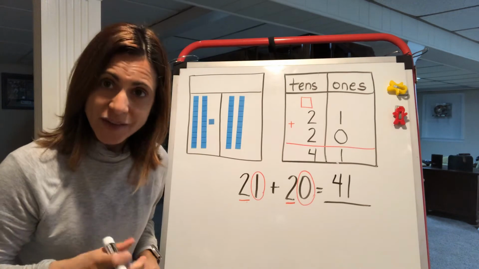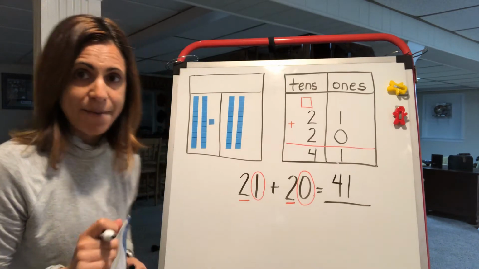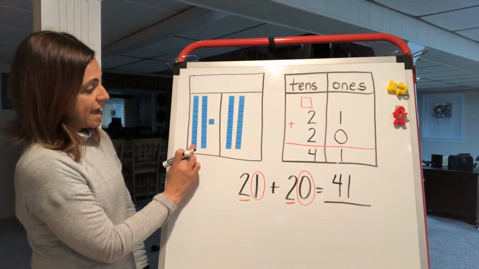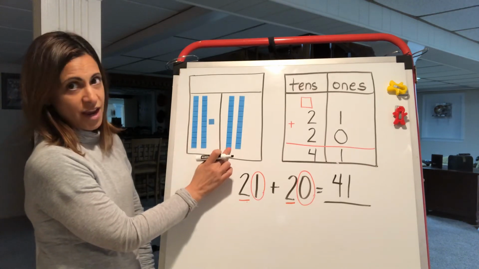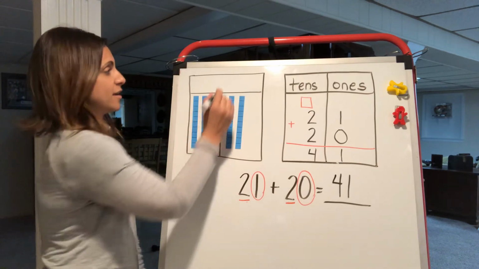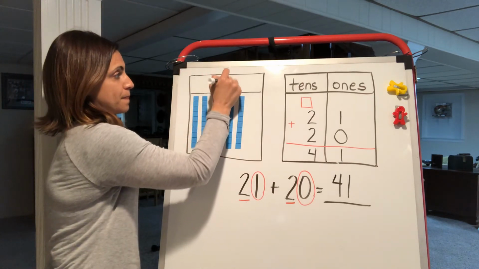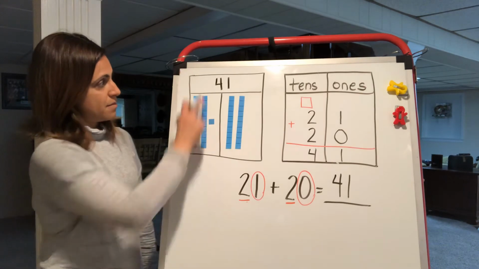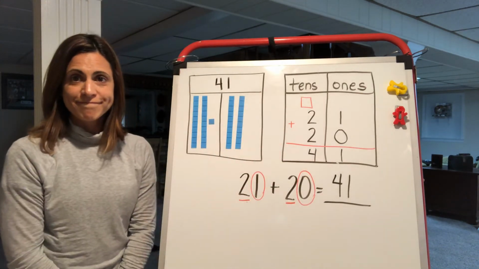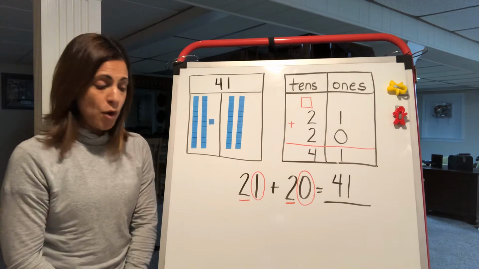Check with your picture to make sure you added correctly. Let's count the 10s first. 10, 20, 30, 40, and one more is 41. My answers are the same. Okay, we're going to try a couple more.